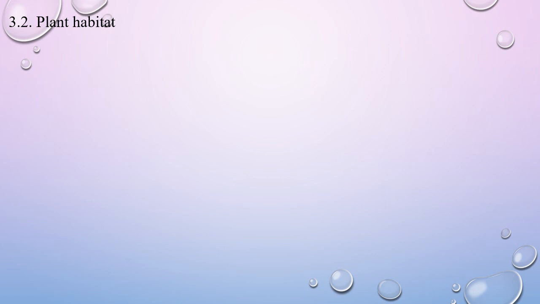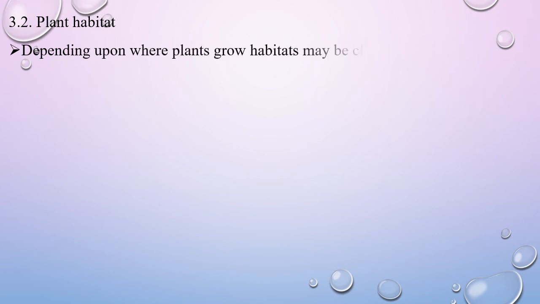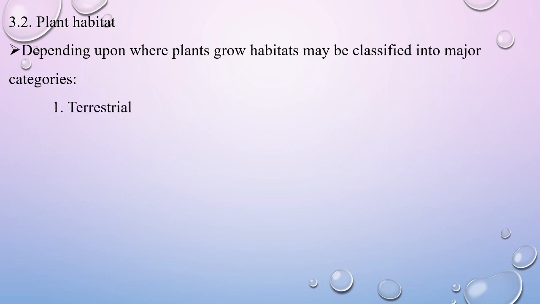So depending upon where the plant grows, the habitat has been classified into two main categories. So what are the two main categories? It is terrestrial and aquatic.